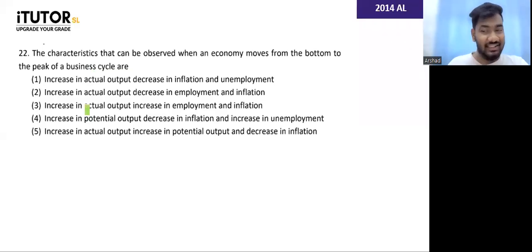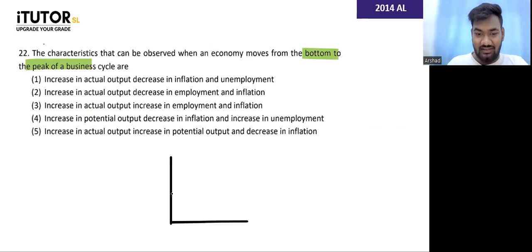2014. Understand? Starting from 2014, we have a common business cycle question that they ask every day: the characteristics that can be observed when an economy moves from the bottom to the peak. Same question, right? Remember, it was there before also. What can you say? We talked about this before also. So during an expansion stage, when you're going from the bottom to the peak, this part.